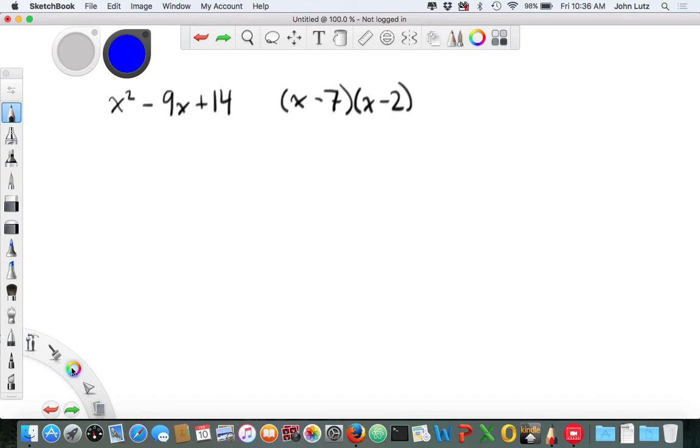In other words, one thing that I could say is that x squared minus 9x plus 14 is equal to x minus 7 times x minus 2. This is called standard form, and this one's called factored form.